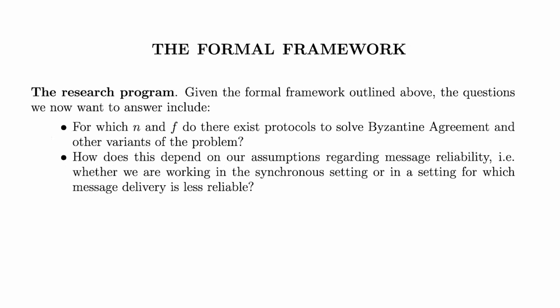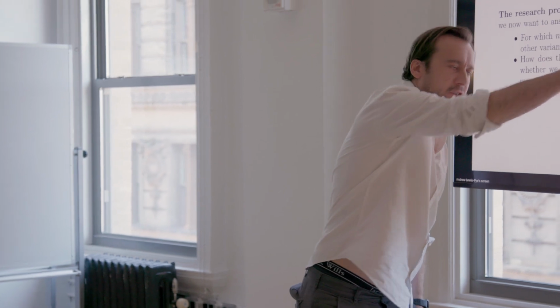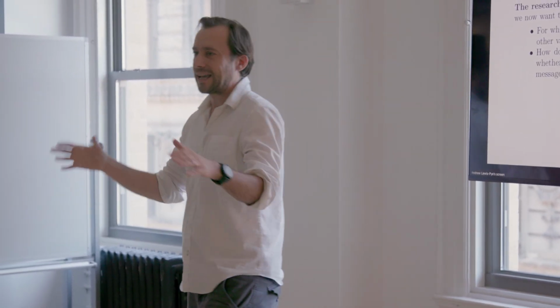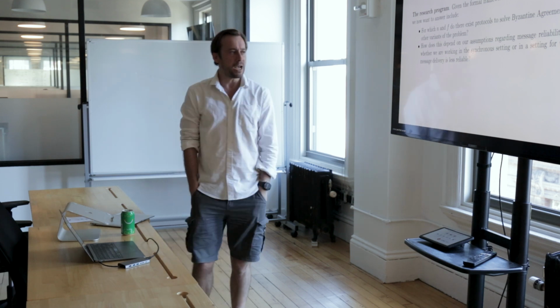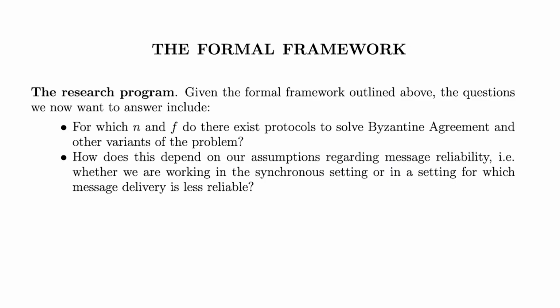How does that depend on the various possibilities we talked about there? How does it depend on things like message reliability, like whether we're working in a synchronous setting, or in settings that make weaker assumptions on message reliability? Maybe I should have said before, we're starting off in the synchronous setting. That's a pretty strong assumption, so after a little bit we'll relax that and talk about other settings like the partially synchronous setting, where message delivery might sometimes be much less reliable. That will change the set of results we get and the set of protocols we have to use.